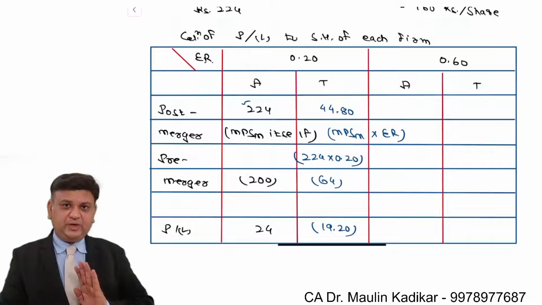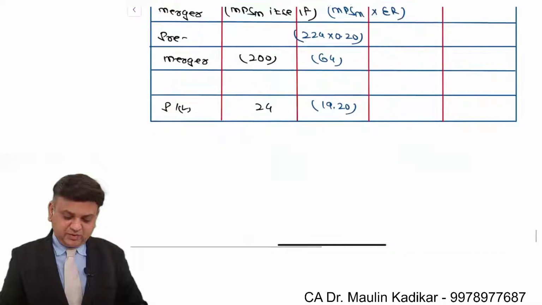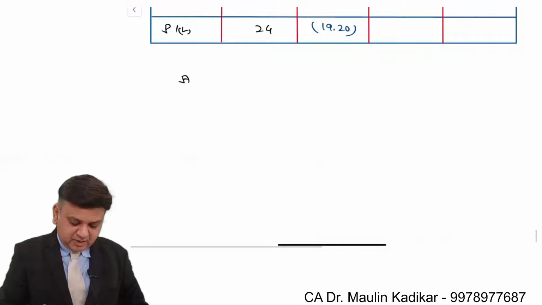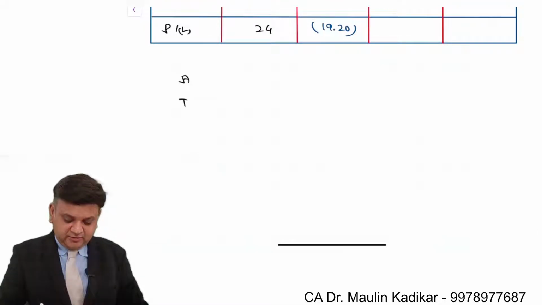Similarly, we have to do it for 0.60. However, this 24 and 19.2 can be verified once again for the acquiring company and target company. We understand that the target company is incurring a loss of 19.2, and the target company's number of equity shares are 12,500.